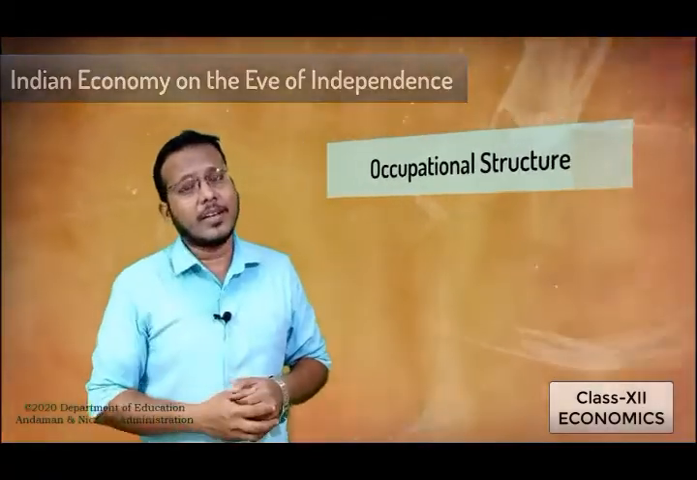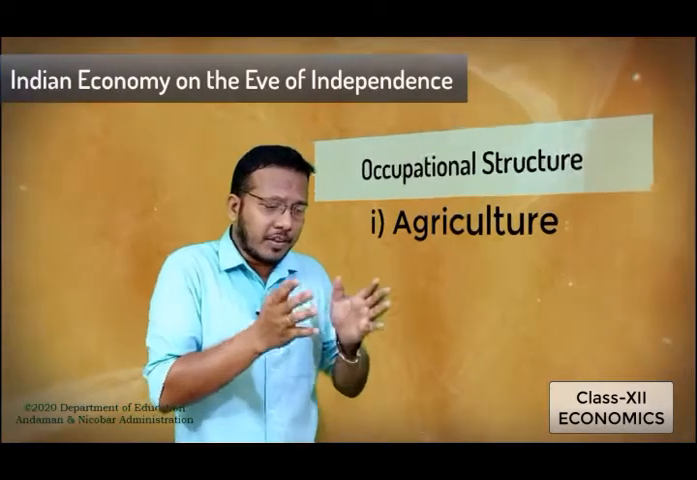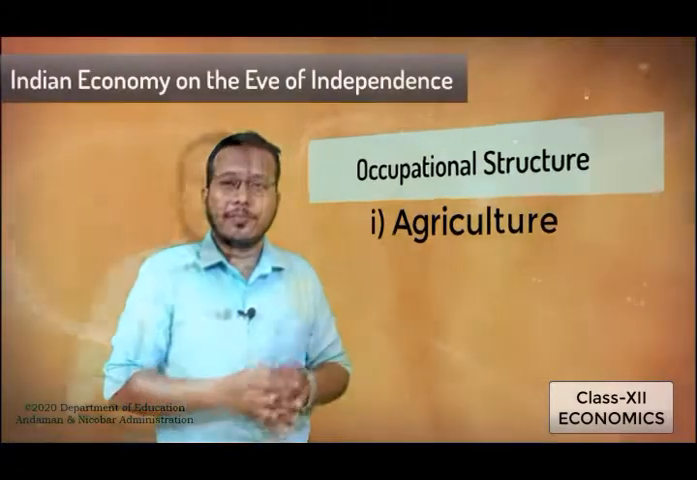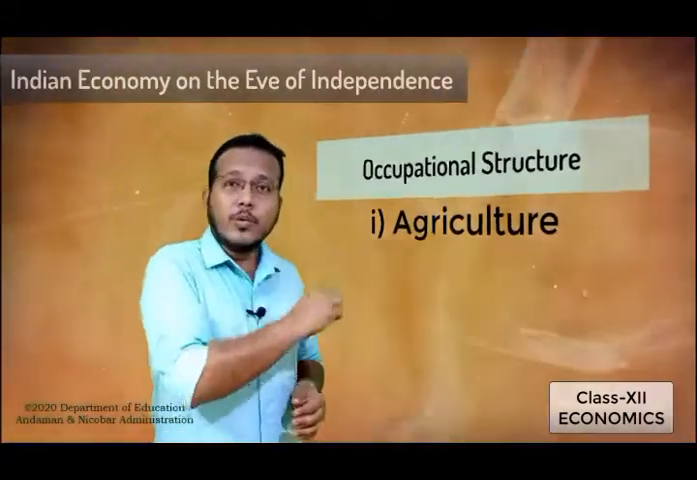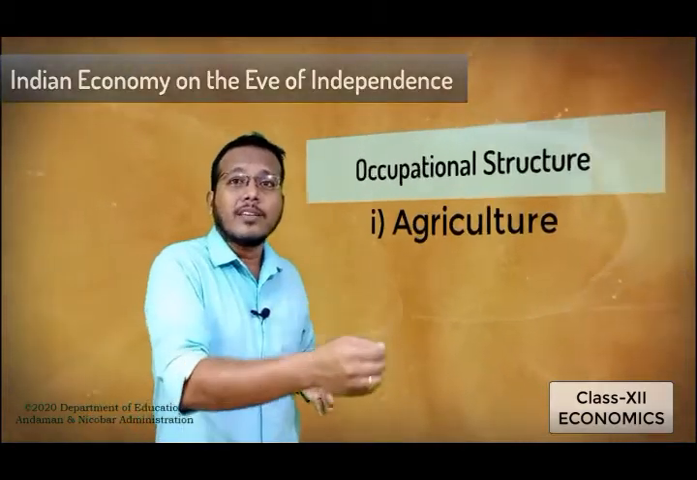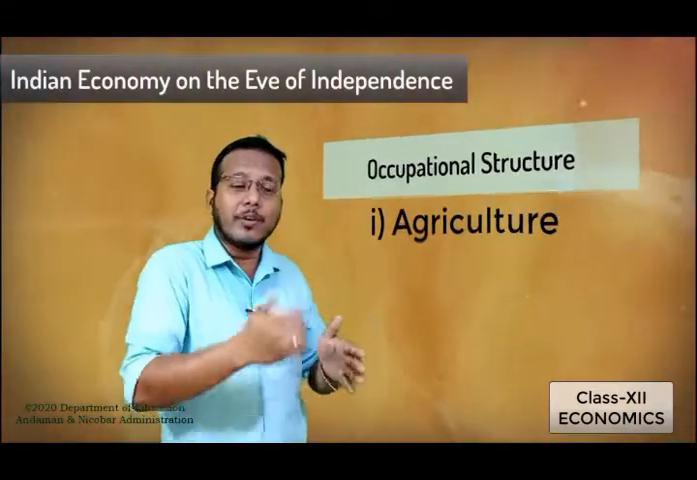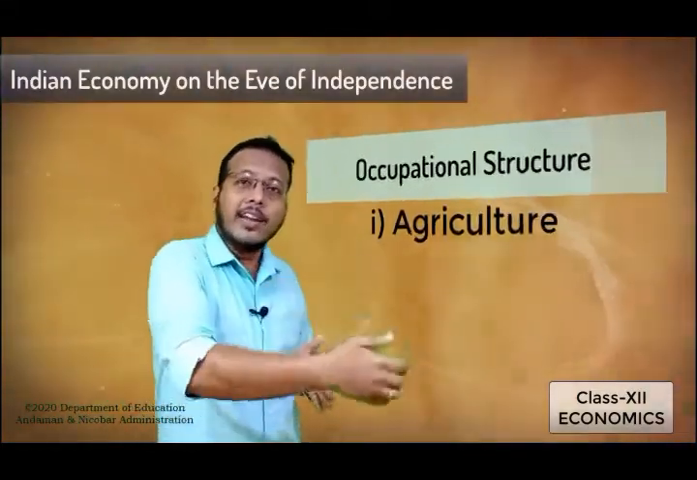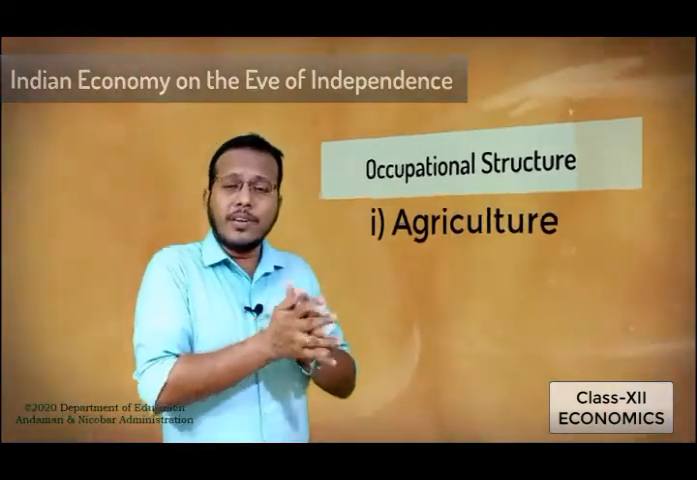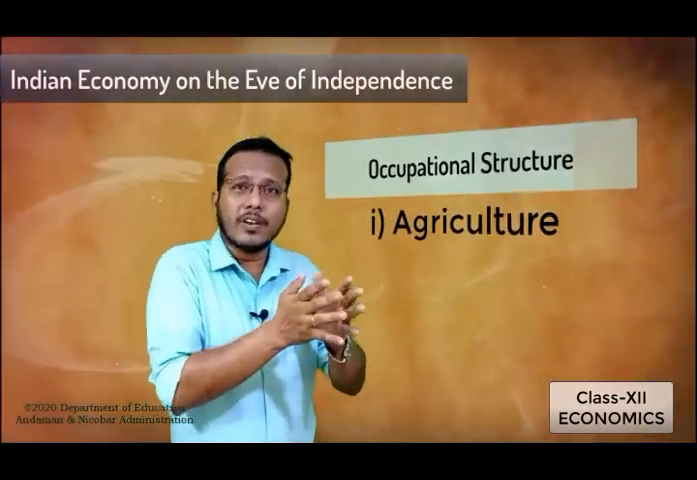So let's start from agriculture. The total population at the time of independence was completely dependent upon the agricultural sector. Students, nearly 72.7% of our total population was dependent upon the agriculture sector. So these 72% of the population directly or indirectly depended upon agriculture or the allied activities of agriculture in the economy. And during the period of the Britishers, we had a very low growth of agricultural development in our country.